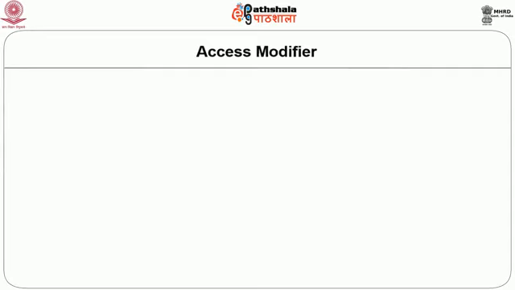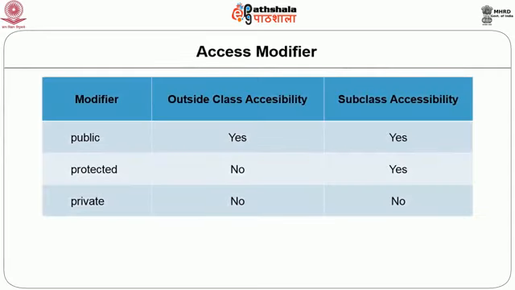I just give you brief idea about that when you work with that, so this access modifier is public, so public is accessible outside class and subclass can have accessibility. Protected is outside class not accessible, but subclass can access it, while private is not access outside class as well as not in accessibility in subclass.